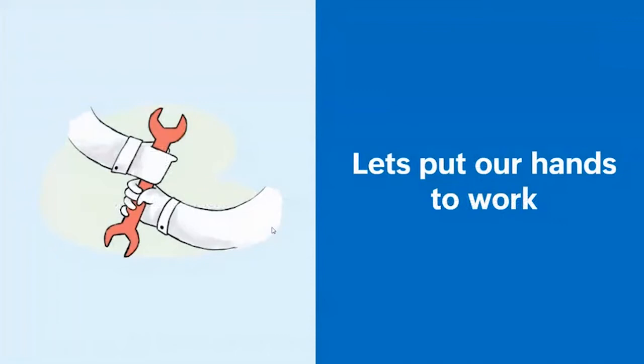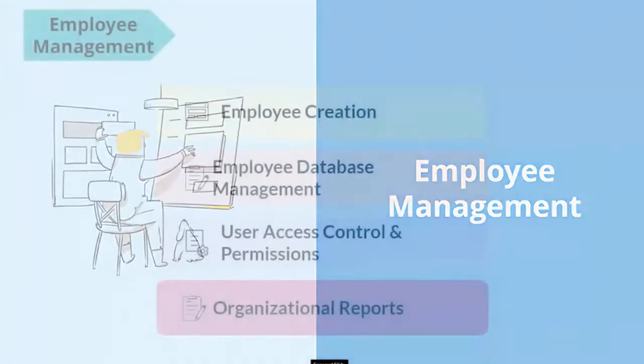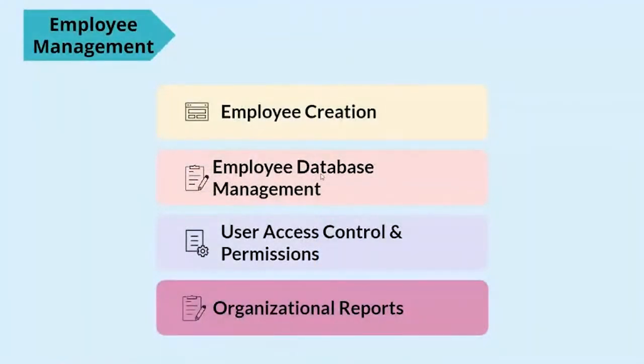Starting with employee management. Employee management is a primary task that you would do with Zoho People, which is really helpful, and it is the start that you would need to take with respect to Zoho People. Here, we're going to start with employee management. In employee management, we're going to see employee creation, employee database, user access control, and organizational reports.